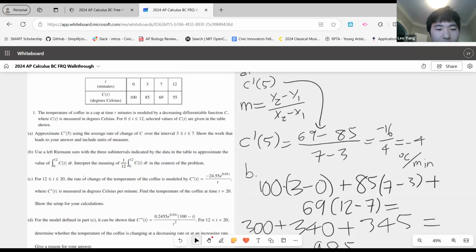1/12 times that value. So that's saying the average temperature. So 1/12 times the integral from 0 to 12 of c of t dt would be the average temperature of the coffee, which makes complete sense.